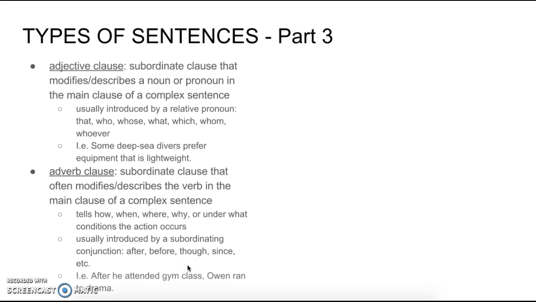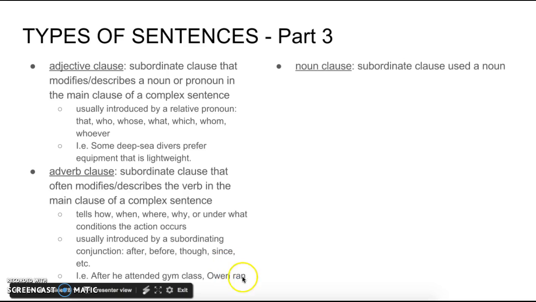Here's an example. After he attended gym class, Owen ran to drama. The subject, the predicate, and not a complete sentence, or not a complete thought. And it modifies ran.